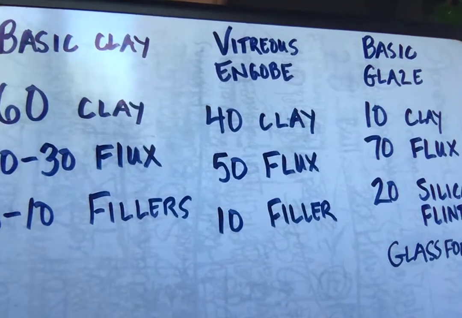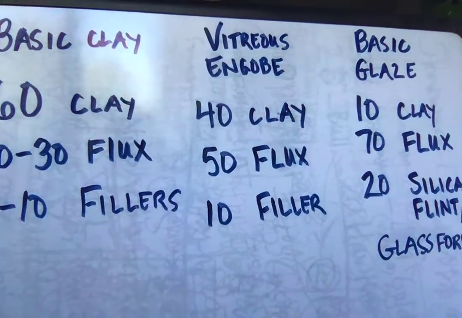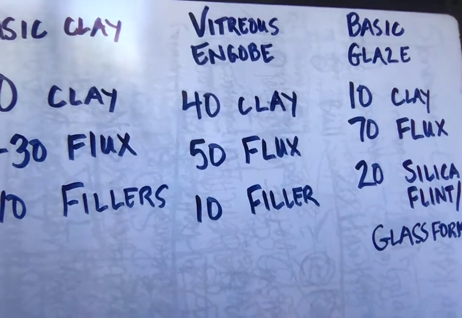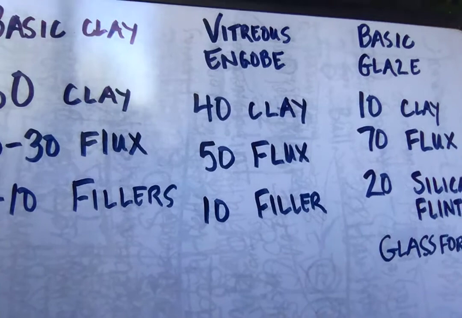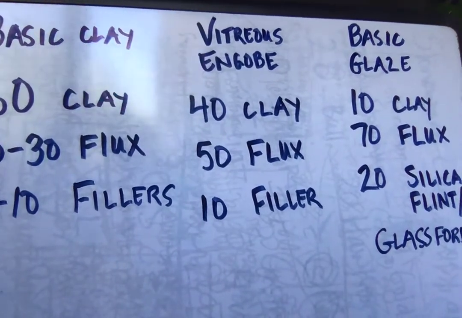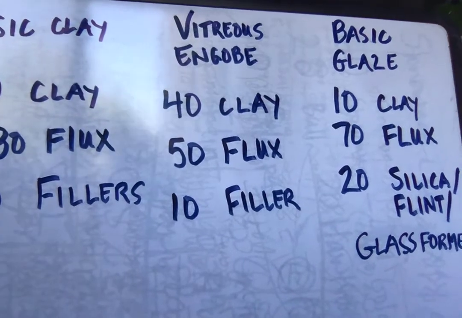So a vitreous engobe is somewhere in between a clay and a glaze, in that it has around 40% clay. These are all just generalizations. So you could easily find a vitreous engobe that has a different percentage of clay, but it should be somewhere close to 50% of the recipe. And then they have about 50% flux.